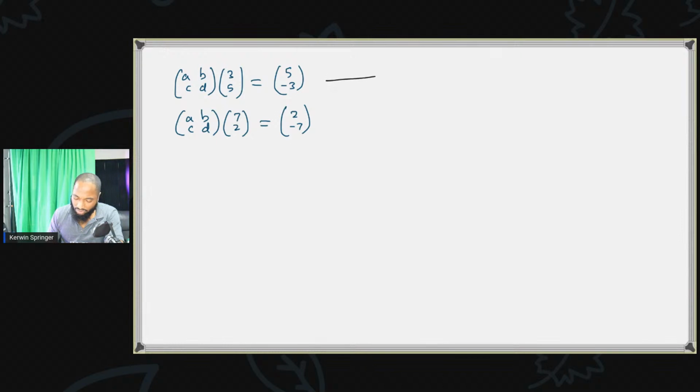From this one, we could get the equation 3a plus 5b is equal to, this times this plus this times this is equal to that. Equal to 5. And from this one, I'm just dealing with the tuples, a times 7 and b times 2.